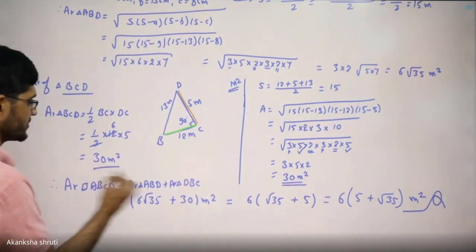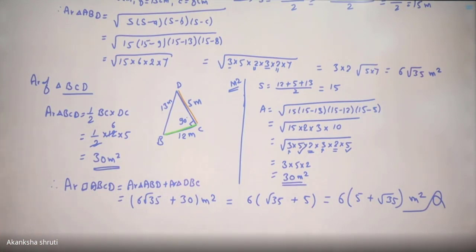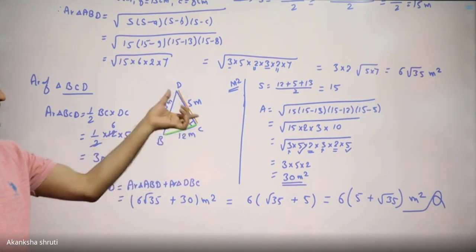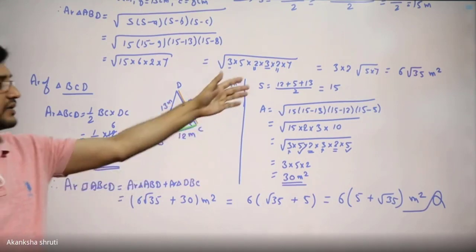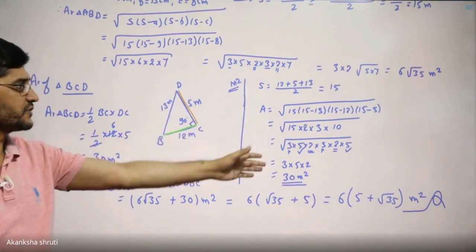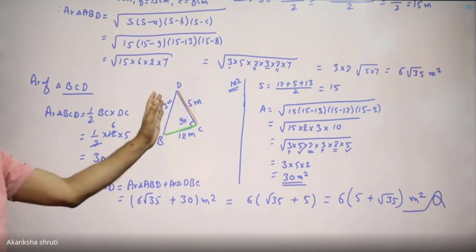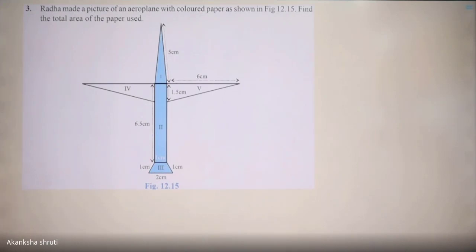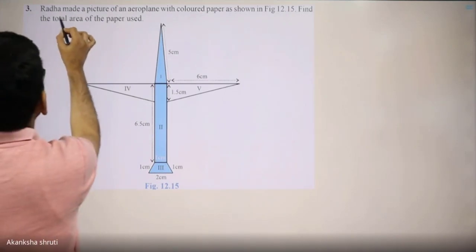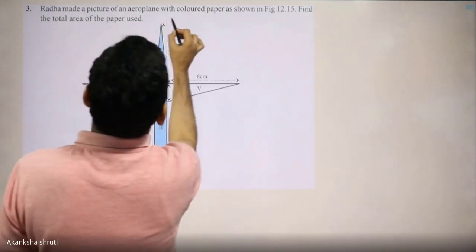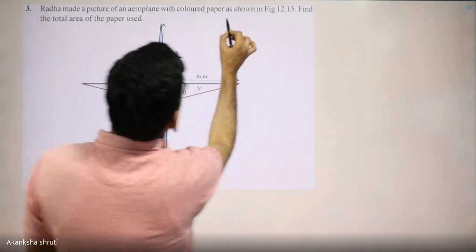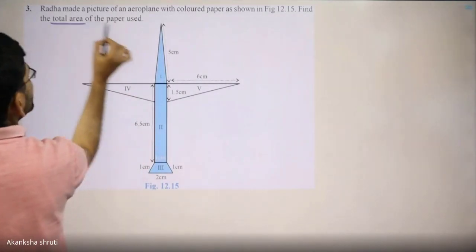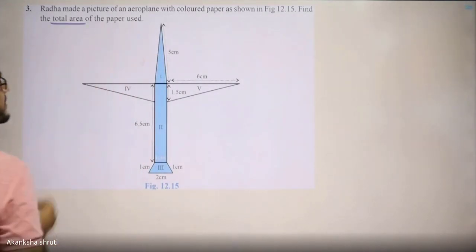Okay, now students, are you getting it? So you are free to use the area of a triangle if we have their base and perpendicular, or even Heron's formula, if their third side is known. So let us consider question number 3. Radha made a picture of an aeroplane with colored paper as shown in the figure. Find the total area of the paper used.